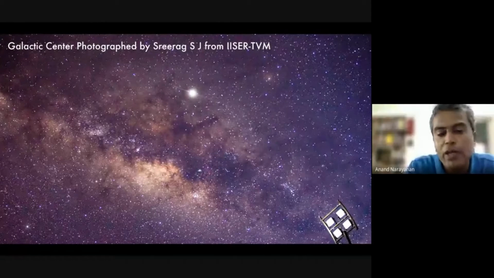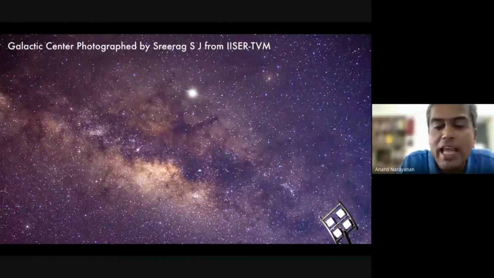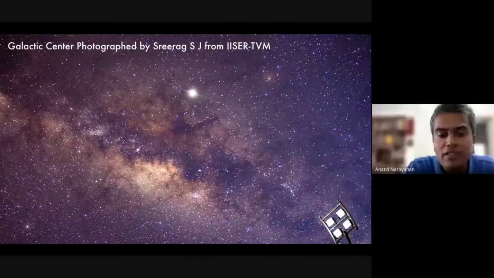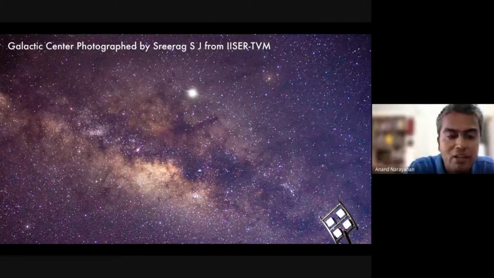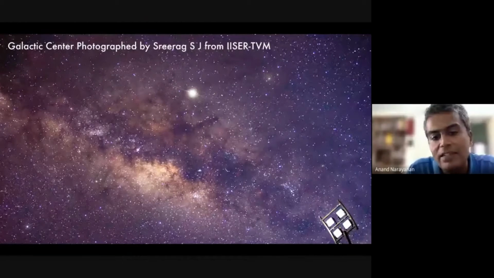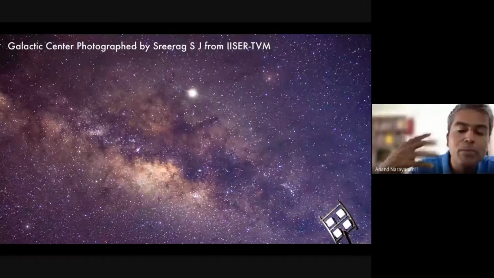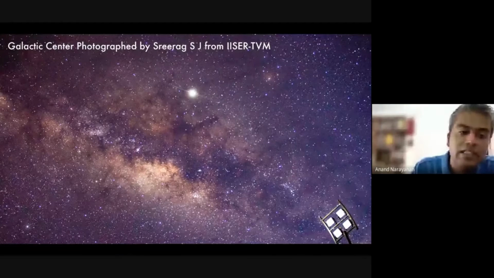So if you are trying to look at the center of the galaxy at visible wavelengths, the huge column of gas and dust between us and the galactic center will completely scatter all the light. Even if there's a lot of light coming from the galactic center, it gets scattered as it passes through this thick curtain of dust and gas. So it blocks our view to the heart of the galaxy.